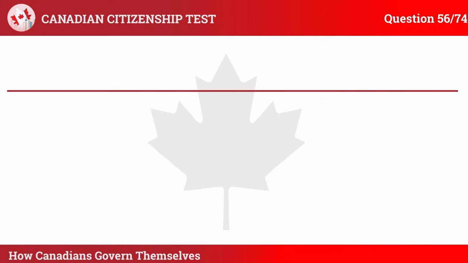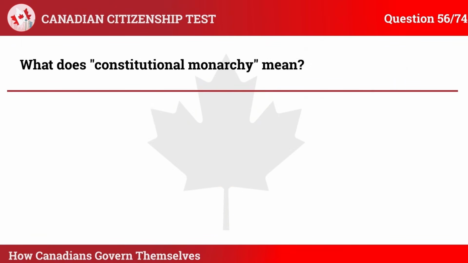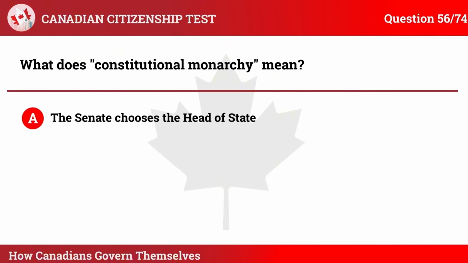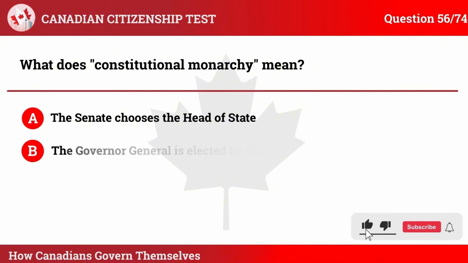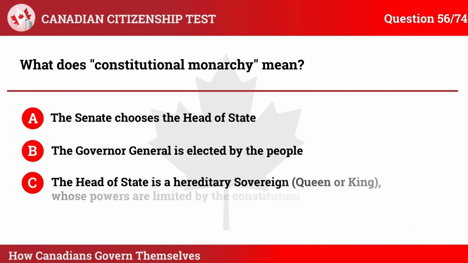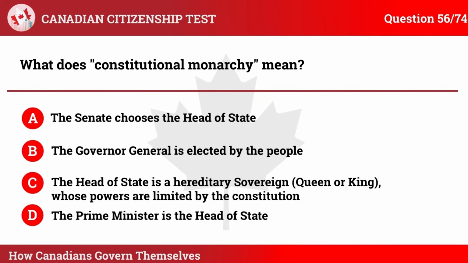Question 56. What does constitutional monarchy mean? A. The Senate chooses the head of state. B. The Governor-General is elected by the people. C. The head of state is a hereditary sovereign, queen or king, whose powers are limited by the Constitution. D. The Prime Minister is the head of state.